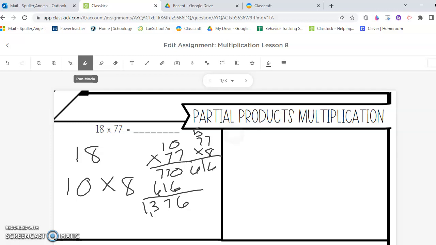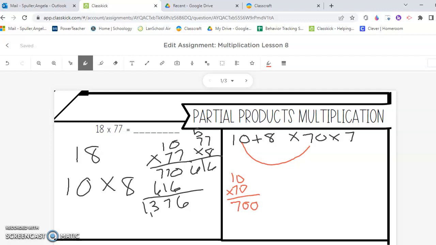I could also say 10 plus 8 times 70 plus 7. Now, what that means is I'm going to have to share this number with both of the other numbers. And what that means is I'm going to say 10 times 70. Okay, that's 7, bring two zeros down. And 10 times 7 is just going to get me 70.